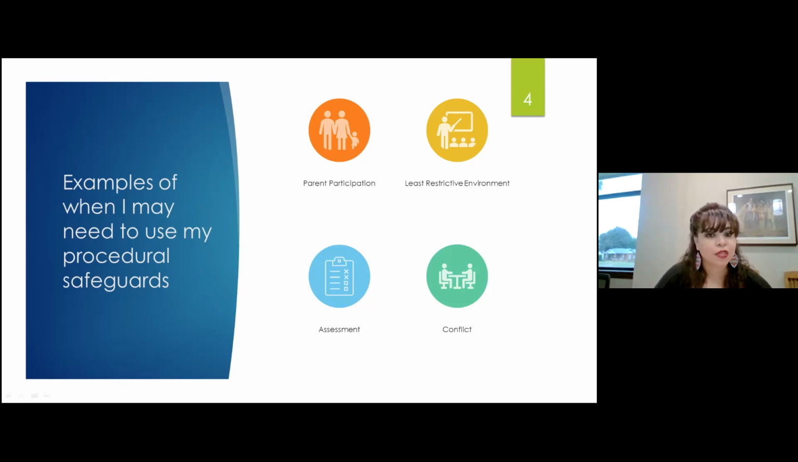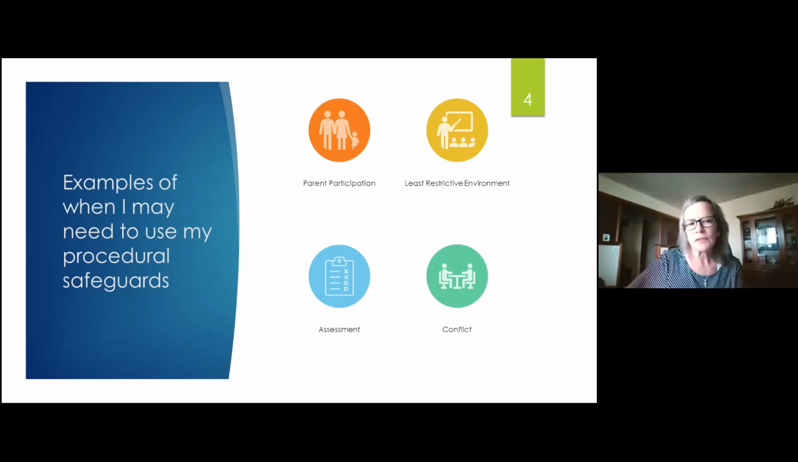Ellen, do you have anything to add on this area? No, I think just making real clear that these are just examples. There's a whole plethora of reasons why you might need to use your procedural safeguards, from a small thing to a really big thing. And so the next couple of slides are going to talk about some areas that you might want to look at, or you might have to look at. Yes, thank you, Ellen.